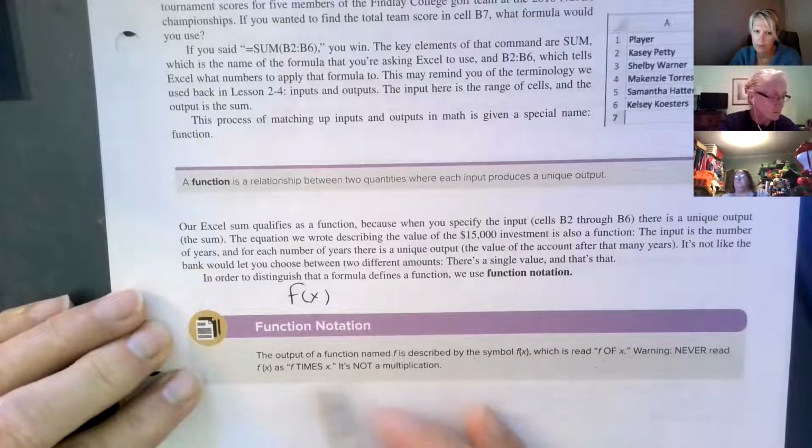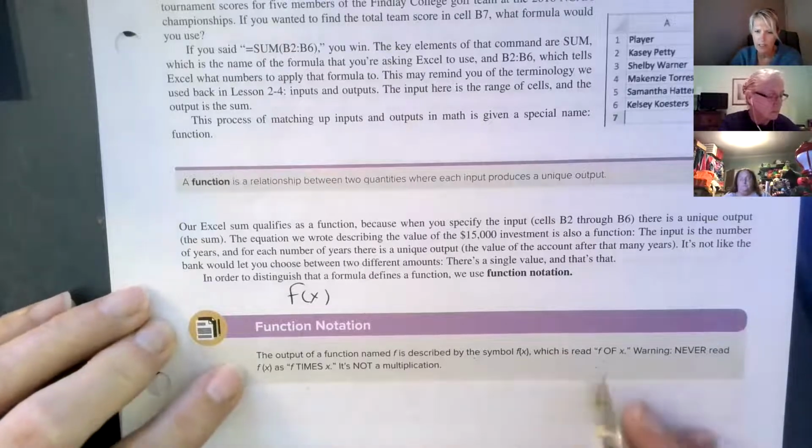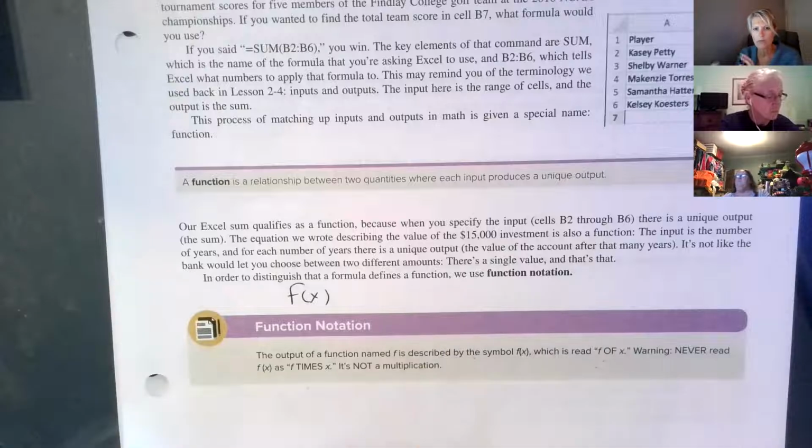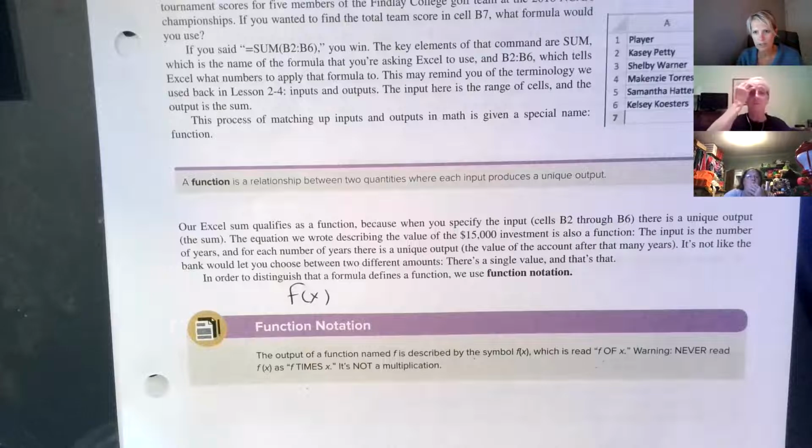It's not f times x with the parentheses. It's saying f of x, which means that x is my input into the function. So if f is the name of my recipe, right? X is one of my ingredients or my list of ingredients. And then what comes out is my product for my recipe.